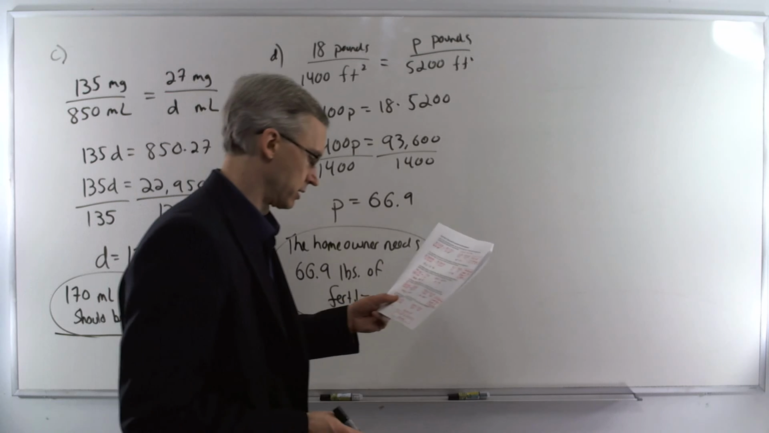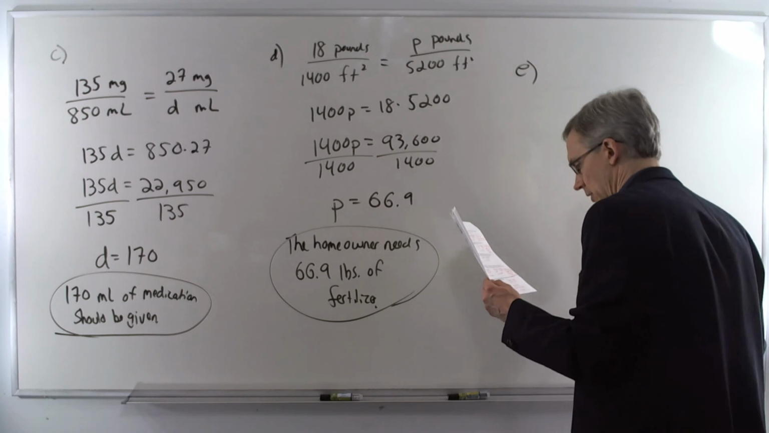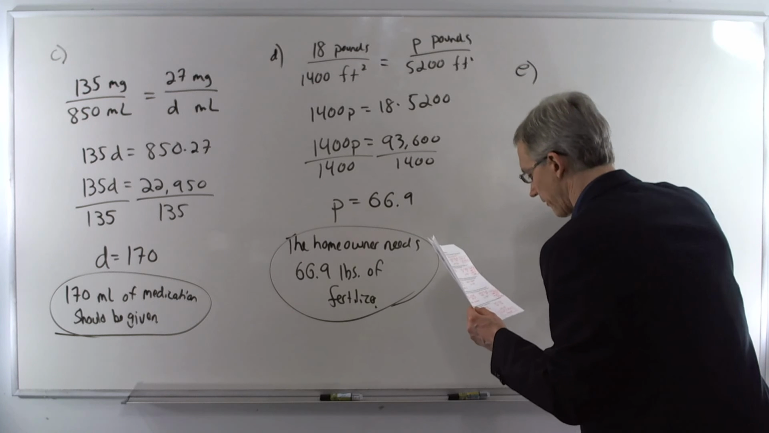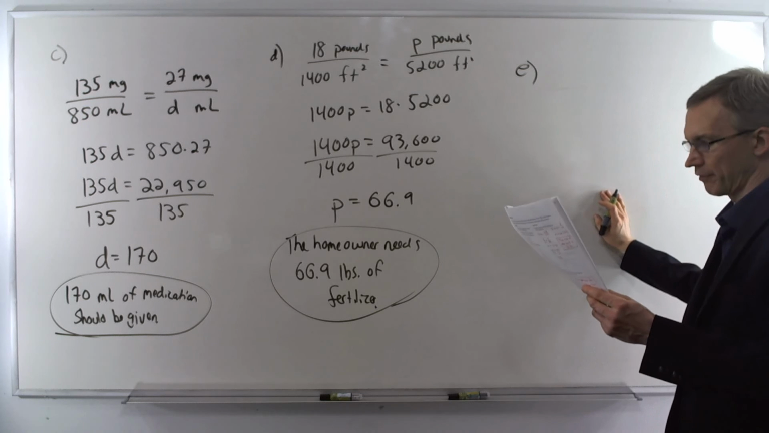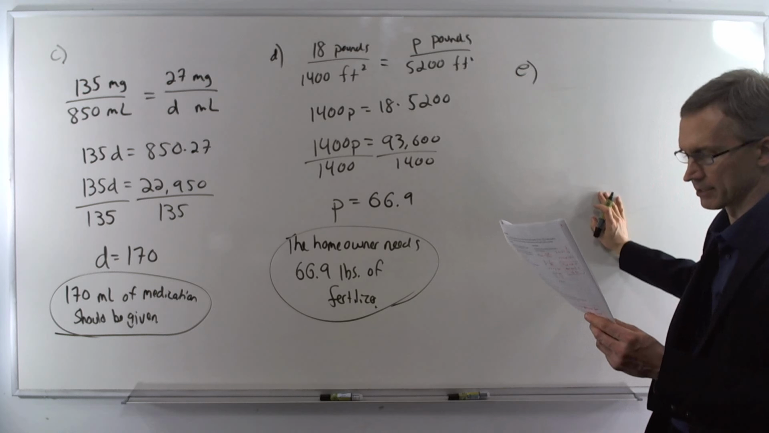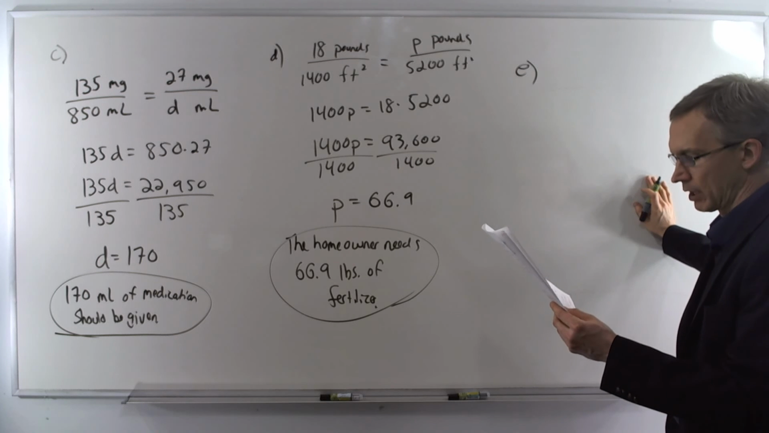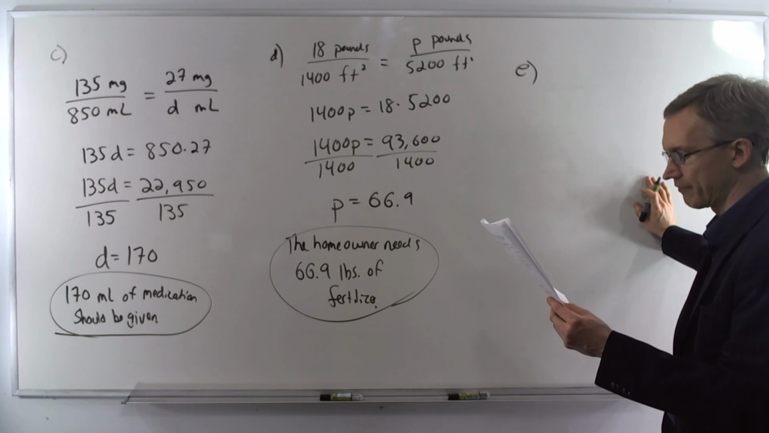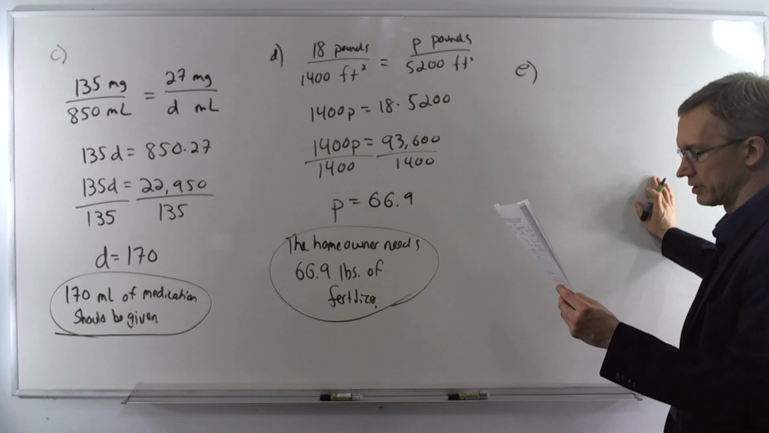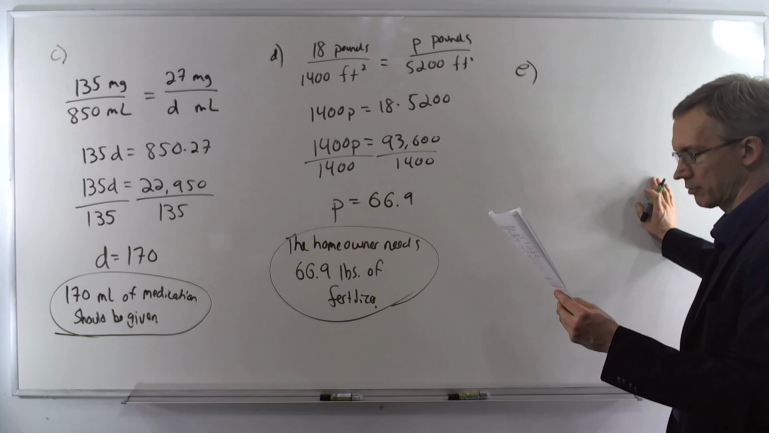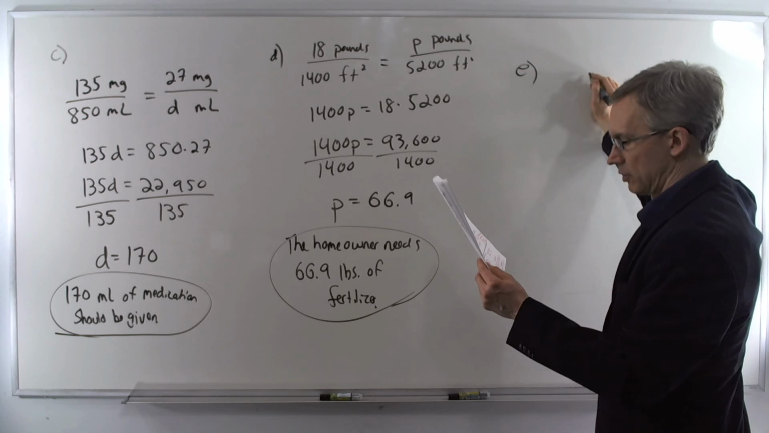Part E. A building code requires 1 square foot of net-free vent area for every 300 square feet of attic space. So this is for ventilation. How many square feet of NFVA are required for a 1620 square foot attic? Okay, so let's set up our building code rate first.